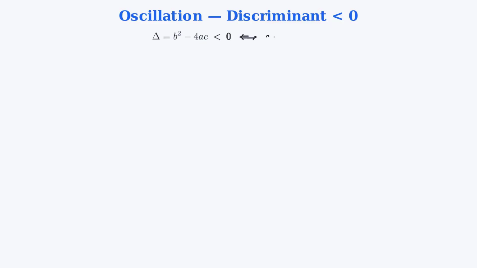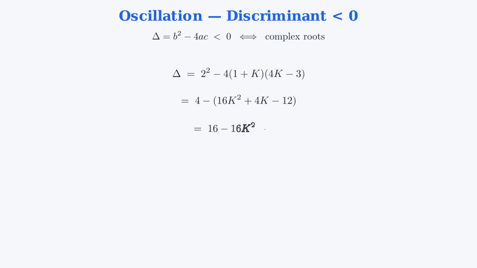Step 3. Oscillation. A second-order system oscillates when its closed-loop poles are complex. A complex conjugate pair gives a damped or undamped sinusoid in the time response. Real poles give a sum of decaying exponentials, no oscillation. The two roots of as squared plus bs plus c equals 0 are complex when the discriminant is negative. Discriminant equals b squared minus 4ac.